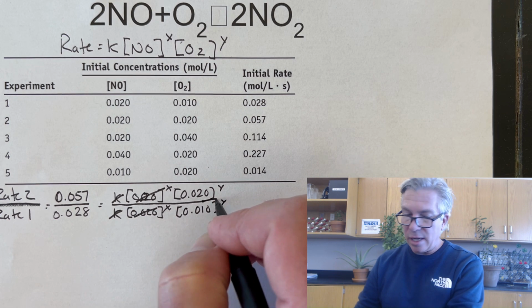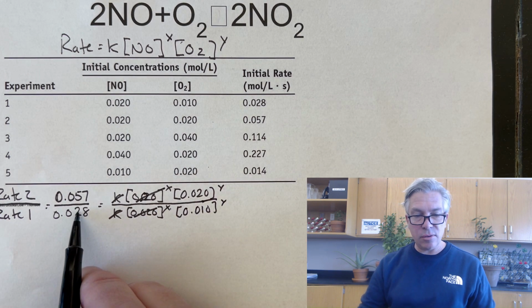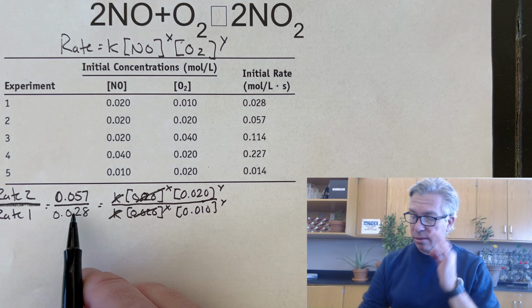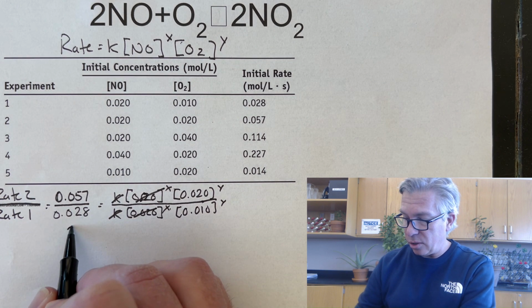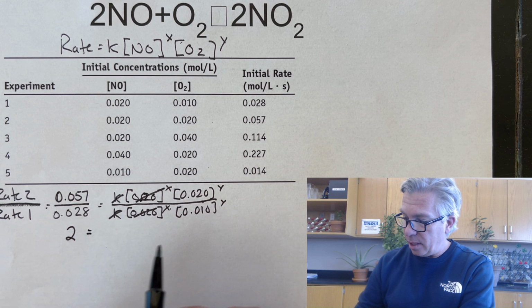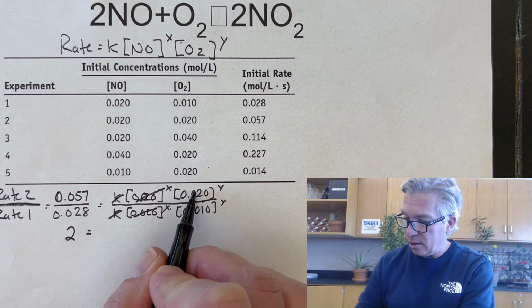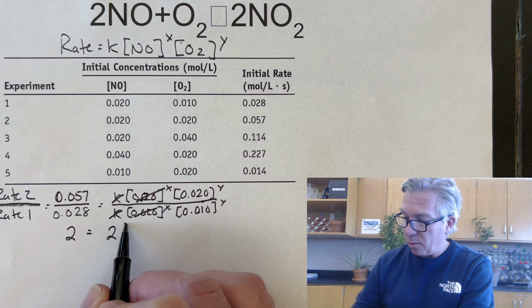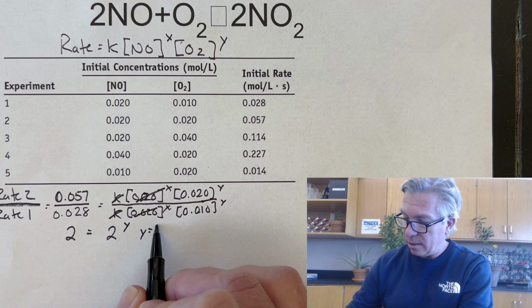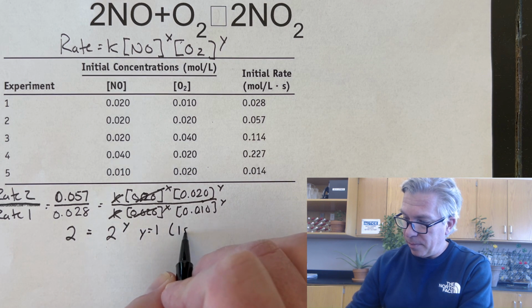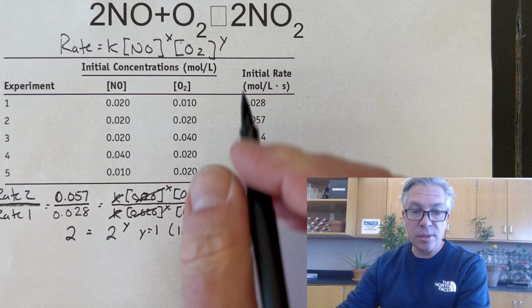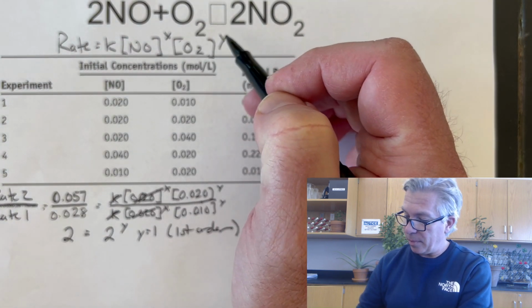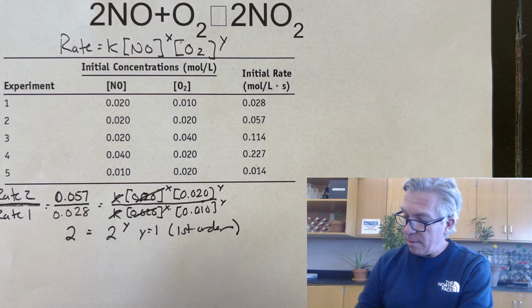So this number divided by this number is not exactly 2, but it's really close to 2. It's just a hair over 2. And so when you get a number that's really close to a whole number, just round it. So 2 equals 2 to the y, since the rate is twice as big, and therefore y equals 1, and that's first order. Okay, so I've just figured out that the y exponent up here is a 1, a first order. And then I want to do the same thing with the other one.